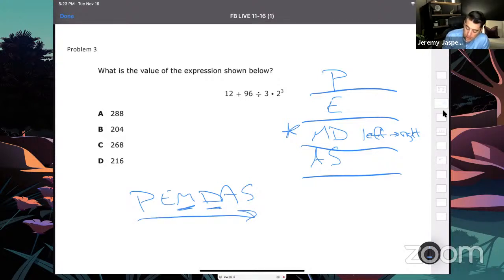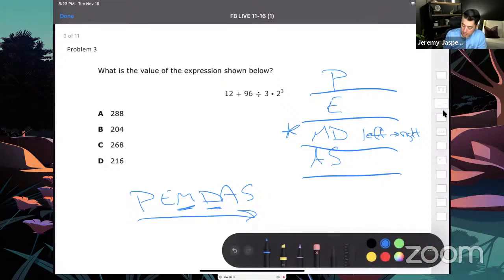That's why when I do it like this, I set it up as levels. That way, in order to get to one, you got to go down to the other. And then M and D, they're on the same level. So if they're on the same level, then you should try and hopefully remember left to right, okay? You don't always do multiplication before division. That is a misnomer.